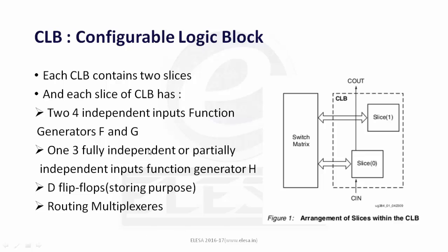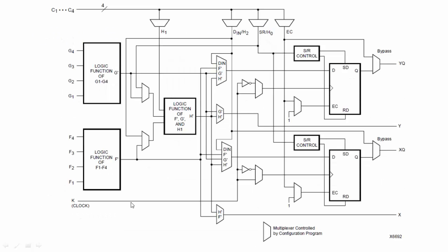So we will see all of these three with the help of the diagram. You just need to understand that in the CLB there are two function generators F and G, which have four inputs. There is one function generator H, which has three inputs, and there are the D flip-flops working for storing purposes, and there are multiple multiplexers which are used for routing. So here is the CLB diagram.